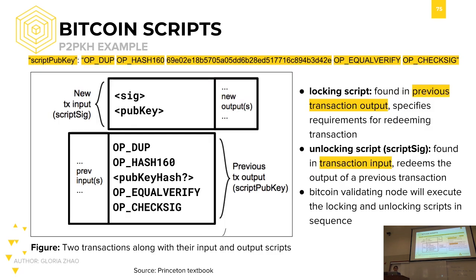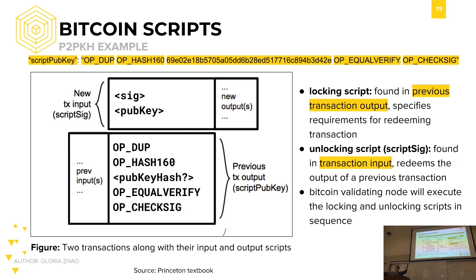Okay, so now we're going to walk through an example. It should be clear by now that outputs are pretty important. To make the input script work with the output script, you simply concatenate them, which sounds really hacky, and it is. But that's just how things work in Bitcoin.